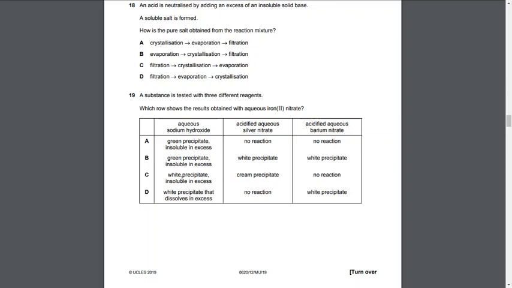So green precipitate, it does not form white precipitate. Why doesn't it form white precipitate? Because it's a transition element, and transition elements usually have colored solutions. They're colored, so make sure you choose the colored ones. So it's gonna be green precipitate and insoluble in excess, which is option A.